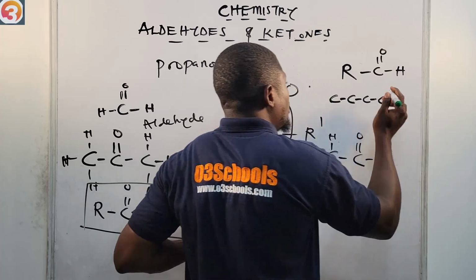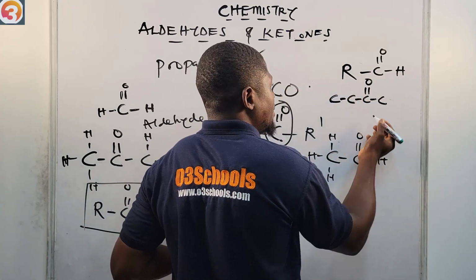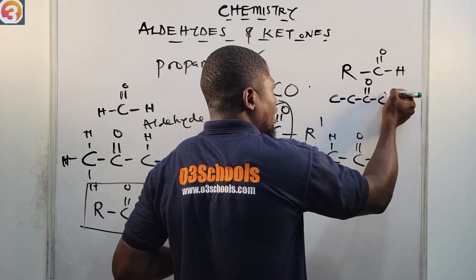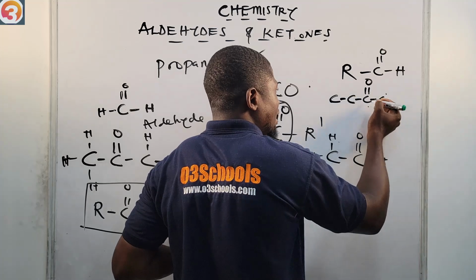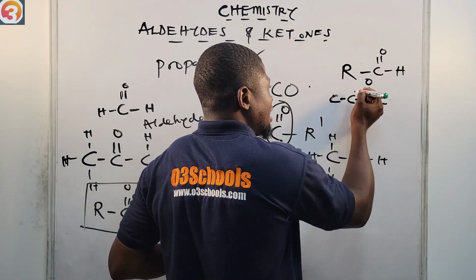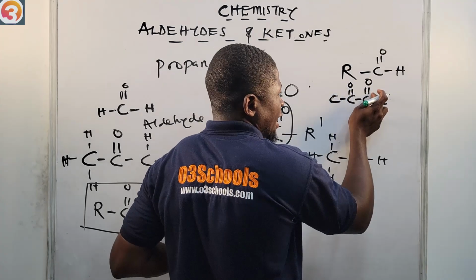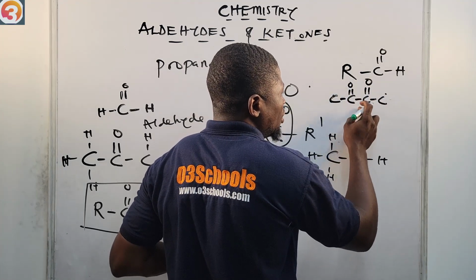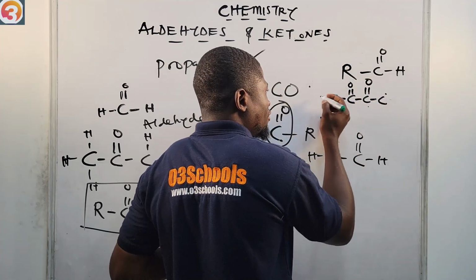For butanone, the double bond to O can only be here. This carbonyl group cannot be at the end. If it's here, it's an aldehyde. It can only be here or here, and of course, it will only be on position 2. If you start from here: 1, 2.